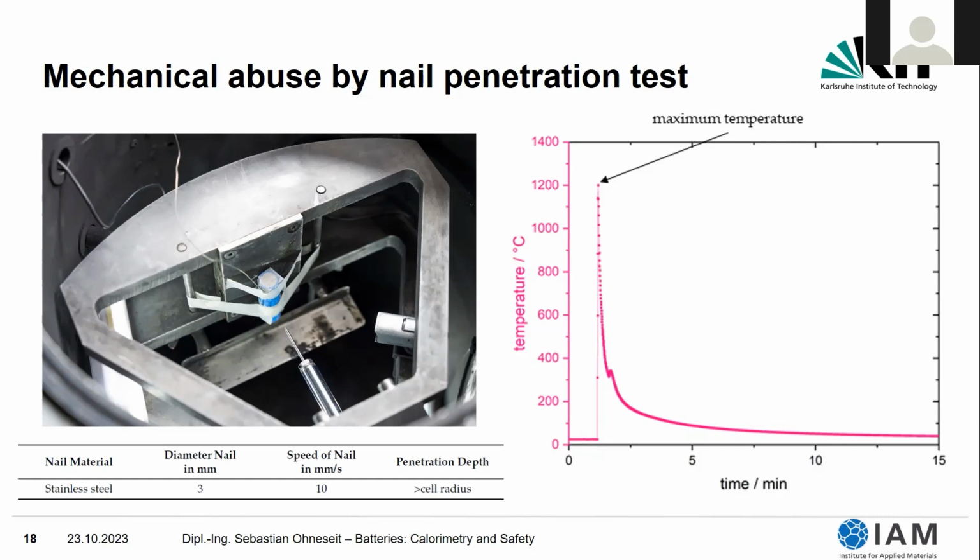And here on the right, you can see how this experiment is looking on a temperature over time scale. At the moment where the nail penetration is happening, we immediately reach a very high temperature. The temperatures exceed 1000 degrees C, and immediately after that, the cell cools down. All the reaction happens in a very, very short time frame, and after 5 minutes, we are already below 100 degrees C.